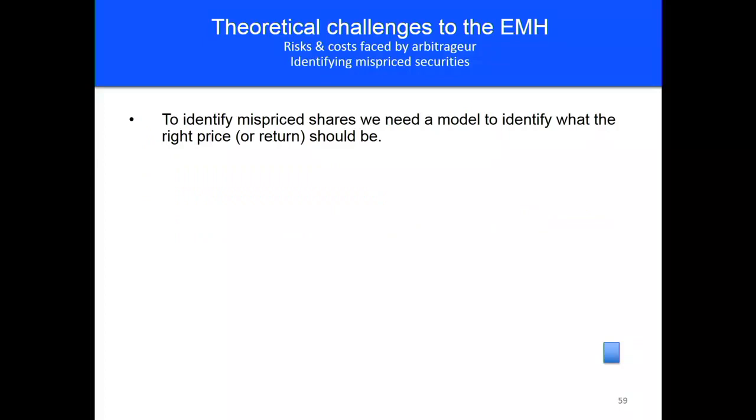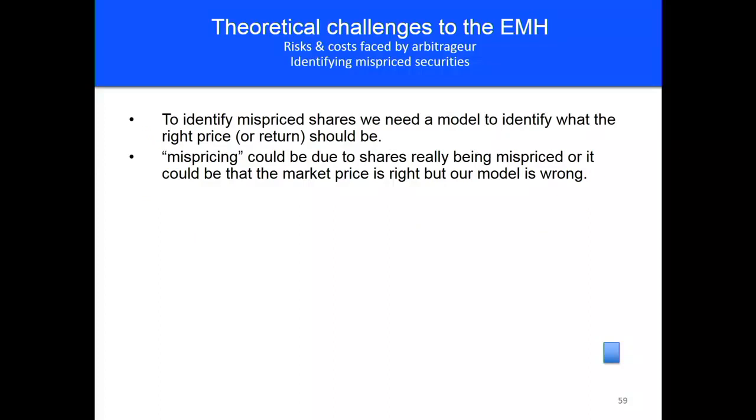So the other thing, this last bit, is we need a model to identify what the right price or return could be. The mispricing could be due to shares really being mispriced, or it could be that the market price is right, but our model is wrong. And this is what's known as the joint hypothesis test.